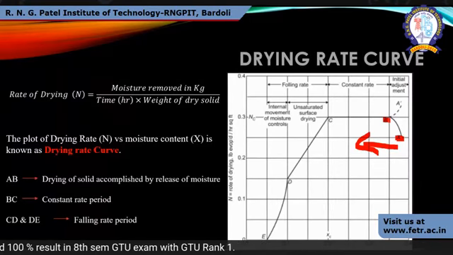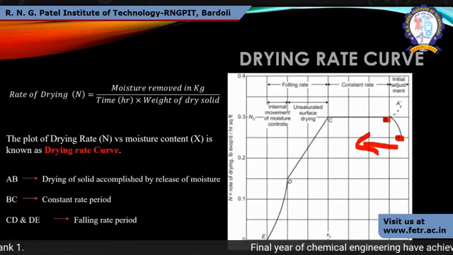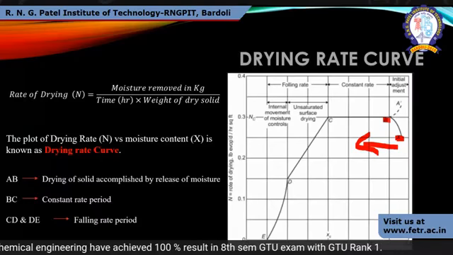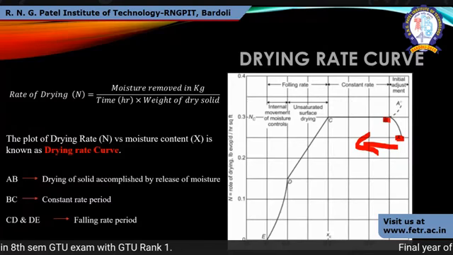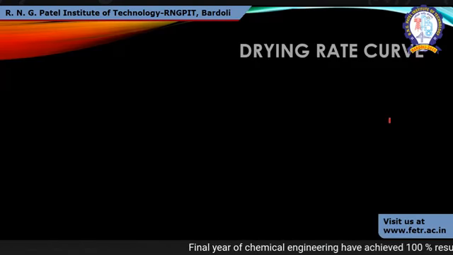From point C to E, we have two different natures. One is a straight line falling, then there is a curvature line, right? So point C to D is falling rate drying. Point D to E is internal movement of moisture. We are going to look into the detail of that.